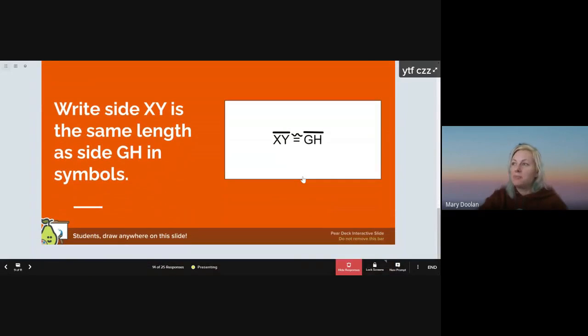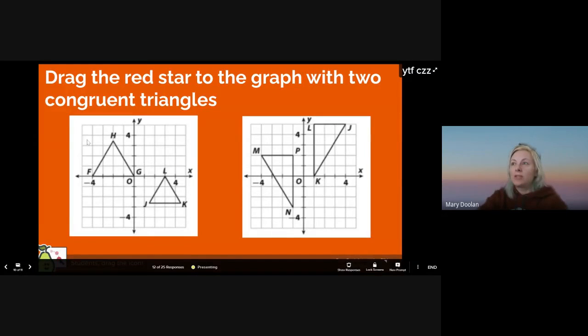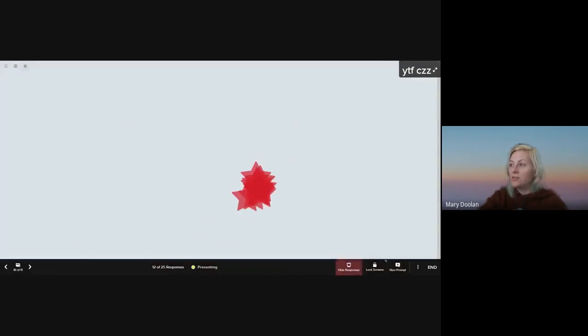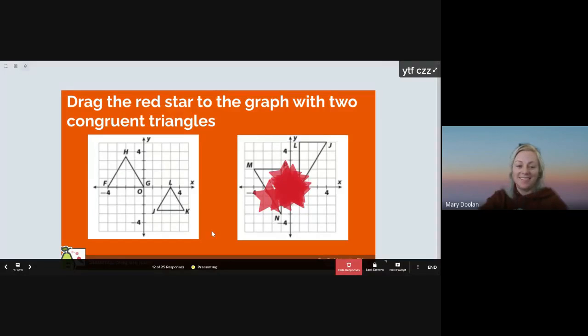Here's another good example. Notice that the X and the Y and the G and the H are all capitalized because they're given to you as capitalized, so you don't want to change your case. That's very important. If we look at slide 10, drag the red star to the graph with 2 congruent triangles. I'm very proud of you guys because those of you that tried this, look at that. You all got it right.